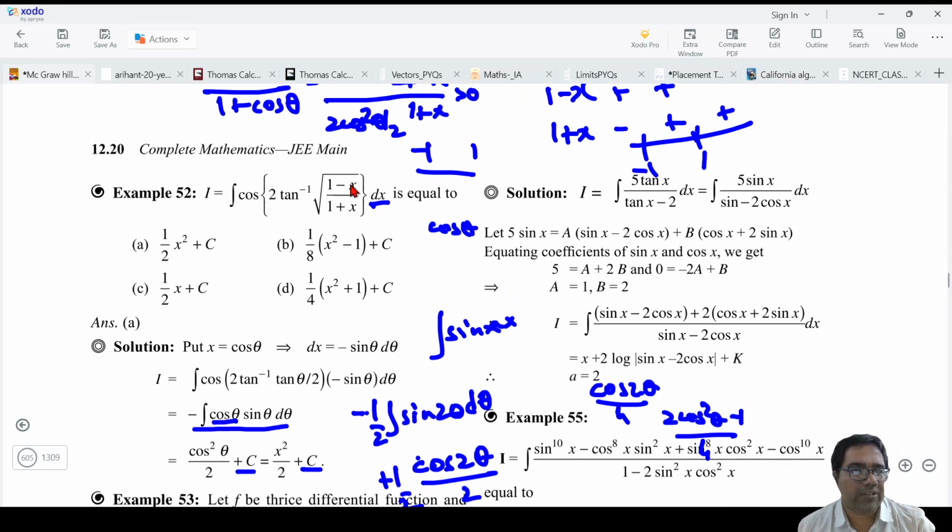So why are we choosing x as cos theta? First of all, it will simplify this expression. At the same time, x equals cos theta must be valid, which means we should be convinced that x lies between minus 1 and 1. Then only we can take cos theta. Otherwise, if x can be anything and we put cos theta, that means we are restricting the value of x, which should not happen.